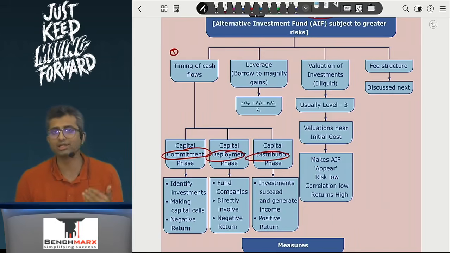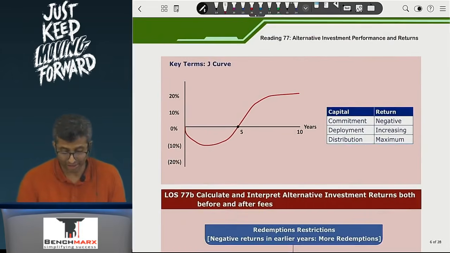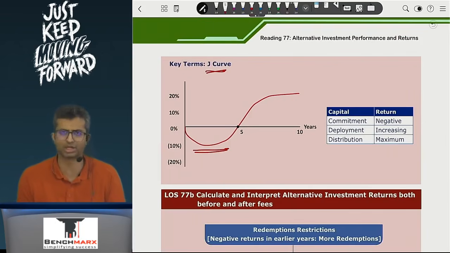So when I look at the timing of cash flows, there would be a J curve. A J curve over here would say that in the beginning, during the capital commitment as well as deployment stage to a great extent, the returns might be negative. However, in the capital distribution phase, the returns will be maximum, and as a result, you will have to compare funds of a similar vintage.